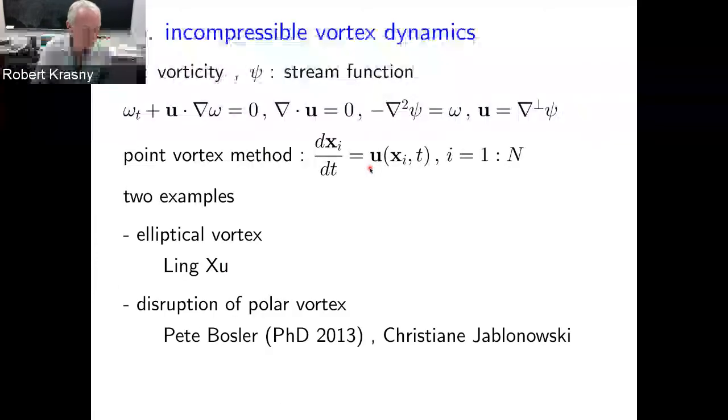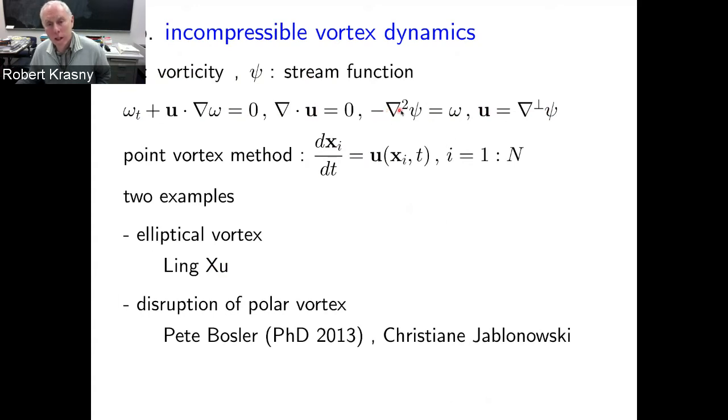I want to talk about another application, to incompressible vortex dynamics. So in this case, omega is the vorticity, and psi is the stream function. And the vorticity is a vector. This is the Euler equation. The velocity is incompressible. Stream function is related to the vorticity by a Poisson equation. And the velocity can be recovered from the stream function.